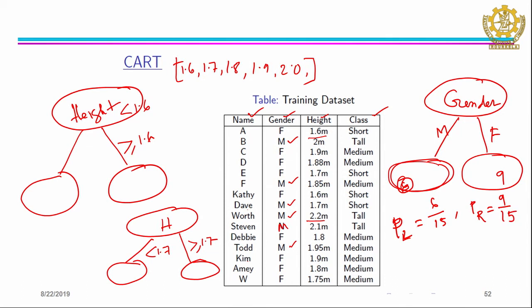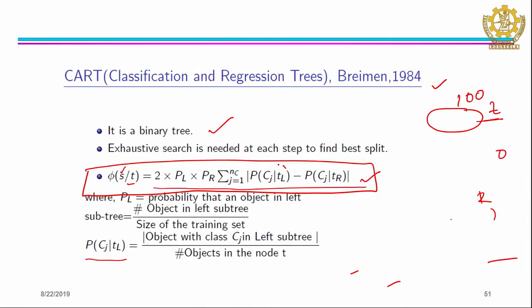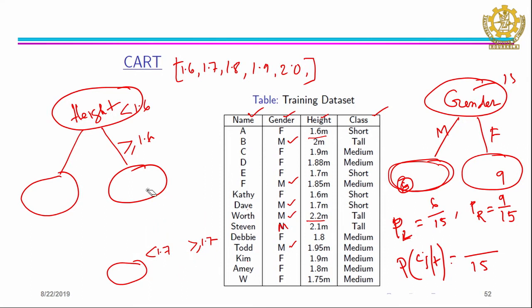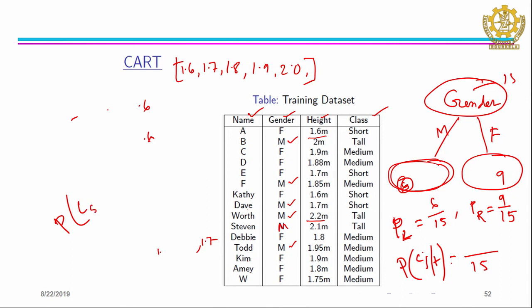Then another term you have here is P(Cj) at the node T. What do you have to do here? This will be 15, because the total number of nodes here is 15 and the data set is also 15. And Cj is the classes here. You have 3 classes. For the first case, P of C short at the given node T. What will be this value?